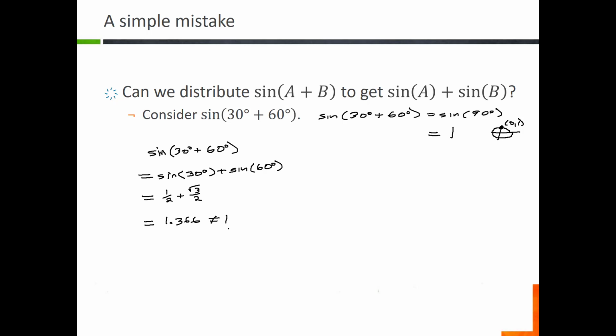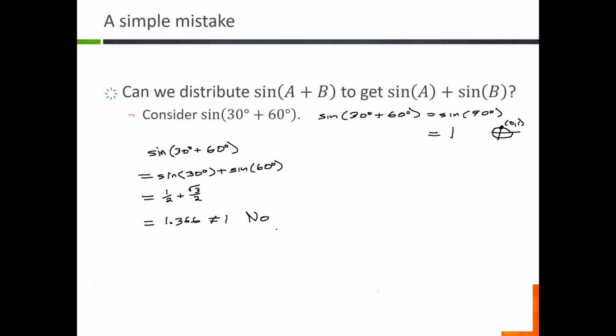So again, we know that the sine of 30 plus 60 degrees, which is really just the sine of 90 degrees, has to equal 1. So the question is, can we take this sine of 30 degrees plus 60 degrees and split it apart, compute the sine of 30 and then the sine of 60, and combine them together? And again, the answer is no, we can't do that.